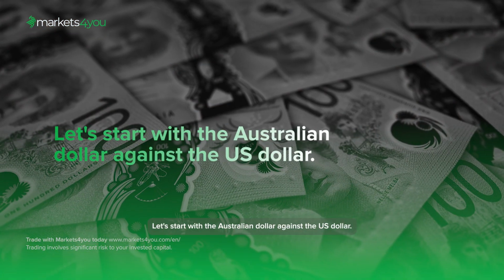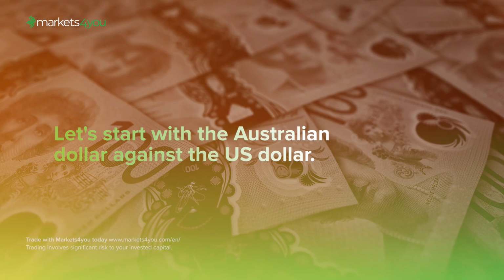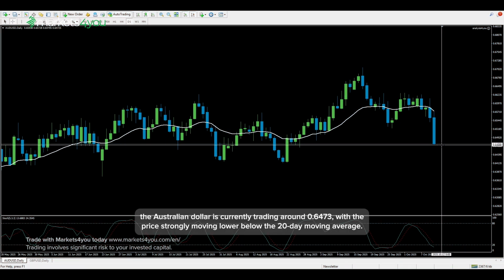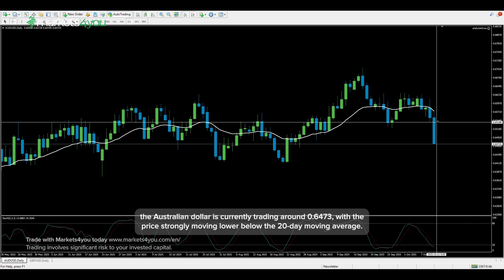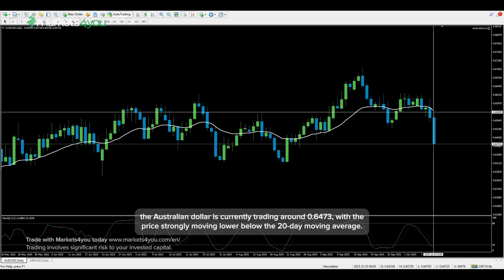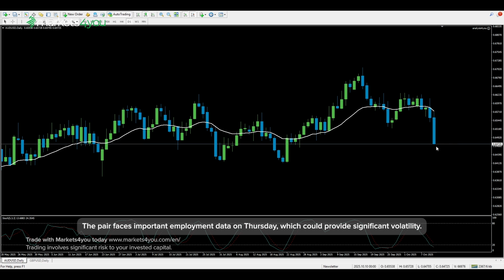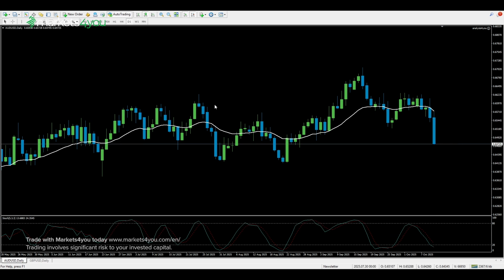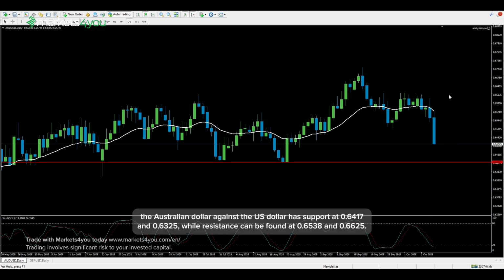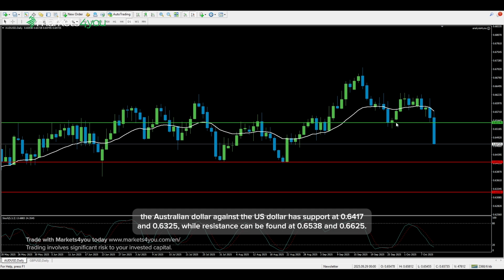Let's start with the Australian dollar against the US dollar. Looking at the daily chart, the Australian dollar is currently trading around 0.6473, with the price strongly moving lower below the 20-day moving average. The pair faces important employment data on Thursday, which could provide significant volatility. Looking at important levels, the Australian dollar against the US dollar has support at 0.6417 and 0.6325, while resistance can be found at 0.6538 and 0.6625.